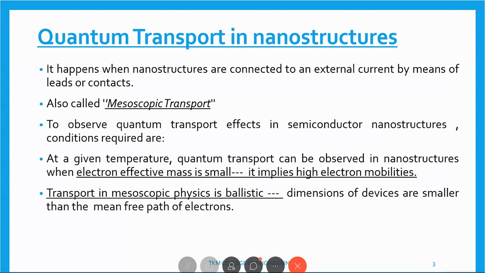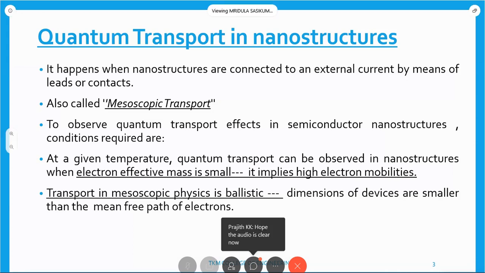So ballistic transport is observed when the mean free path of electrons is longer than the dimensions of the medium through which electrons can travel. That basically means the dimensions of devices should be smaller than the mean free path. Then you can observe ballistic transport. An analogy for ballistic transport is a bullet shot from a gun. That means there is no scattering.